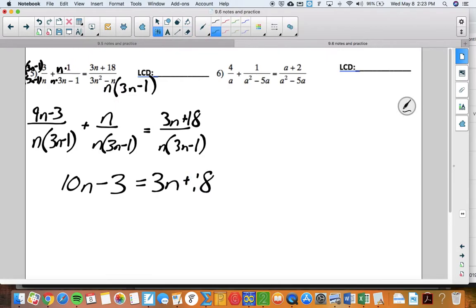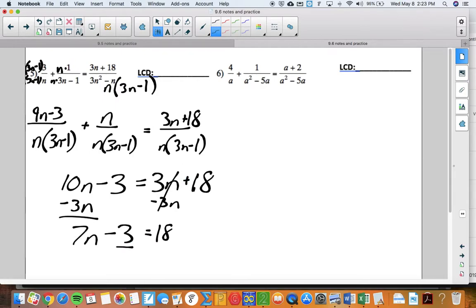So now we can solve this equation. So I like to address the fact that there's n's on both sides right away by subtracting off the smaller coefficient. 3 is smaller than 10. So on the left side I have 7n, whereas on the right side I don't have any n's anymore. So now I can focus on just getting n by itself by undoing subtracting 3 by adding 3. And then I get 7n equals 21. So n has to equal 3. There we are.